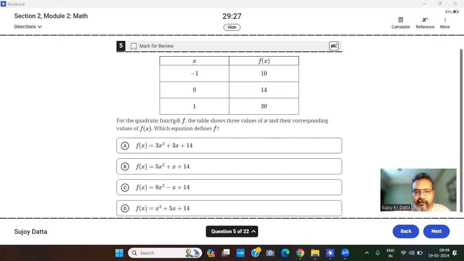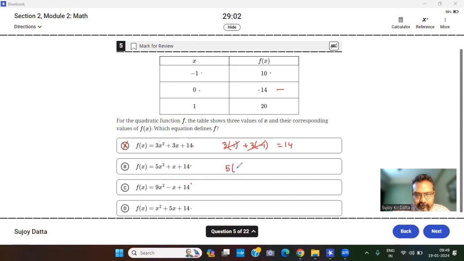Okay. So at 0, it has to be 14. So all of them satisfy that because all of them have y-intercept 14. So this is kind of useless. If I plug in -1 and try to get to 10, okay, quickly. So plug in -1 here. So we'll have 3 times -1 squared plus 3 times -1, which cancels out. So you will be left with 14 again, which is not true.